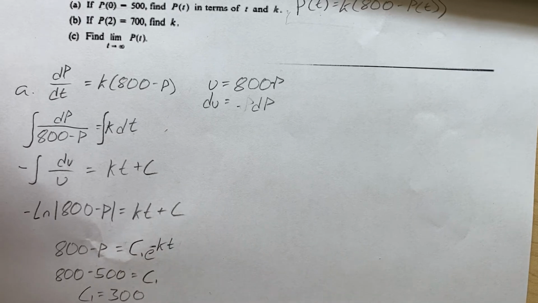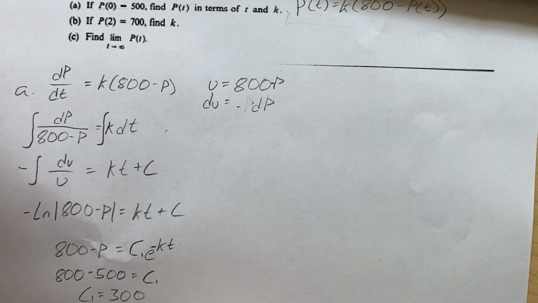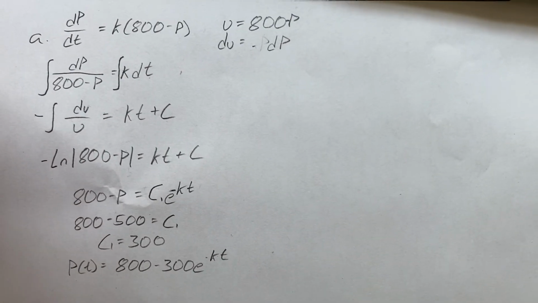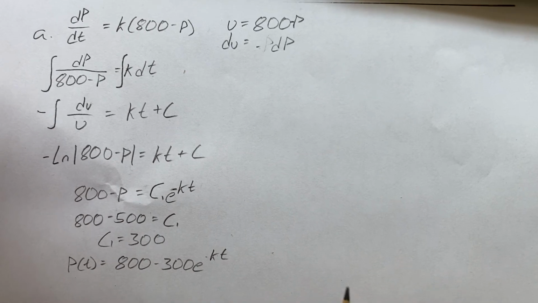So now with that out of the way and with a little itty bitty bit of algebra, you can find that P of t equals 800 minus 300 e to the negative kt. And oh, that is still out of it. All right, so there you go. That is your final equation in terms of t and k.